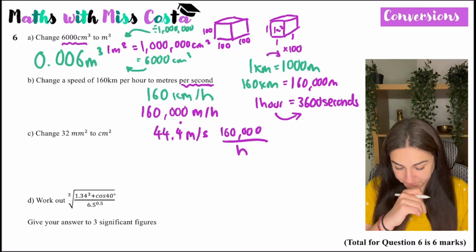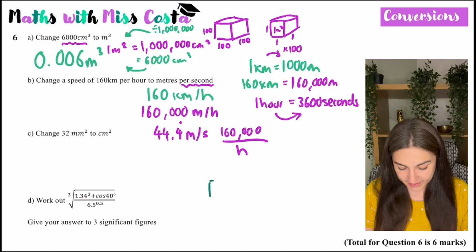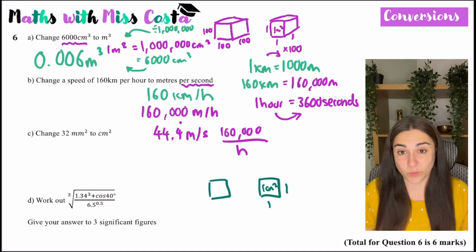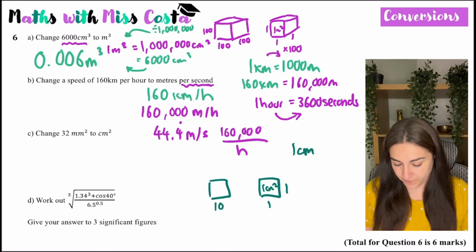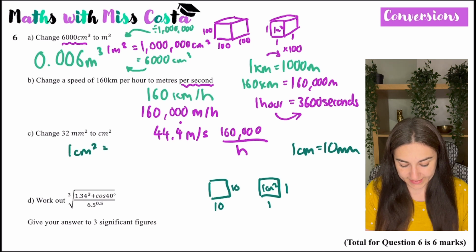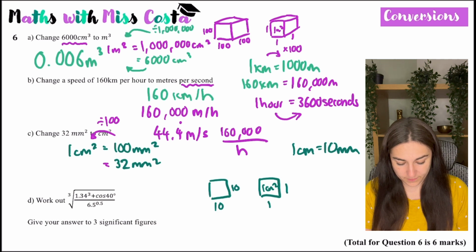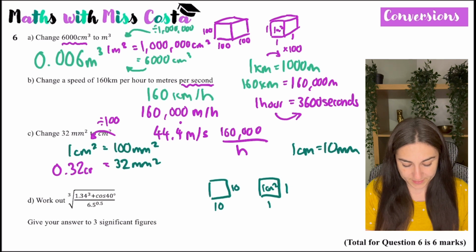Next question is change 32 millimeters squared to centimeters squared. Once again, just draw yourself a square and think about it. 1 centimeter squared is 1 times 1, but 1 centimeter is equal to 10 millimeters. So 1 centimeter squared is actually 100 millimeters squared. So 32 millimeters squared, what do I do to go from millimeters to centimeters? I divide by 100. So 32 divided by 100 gives me 0.32 centimeters squared.